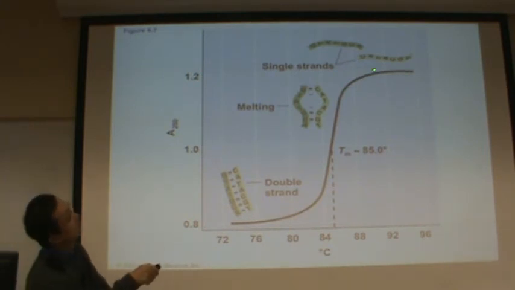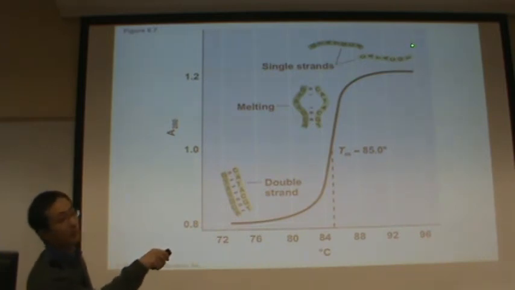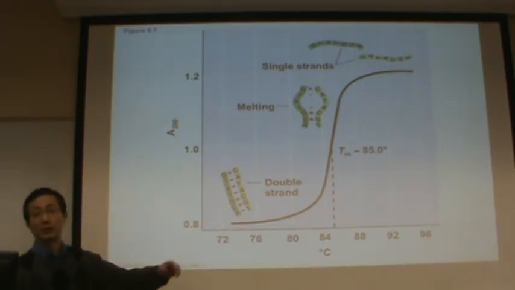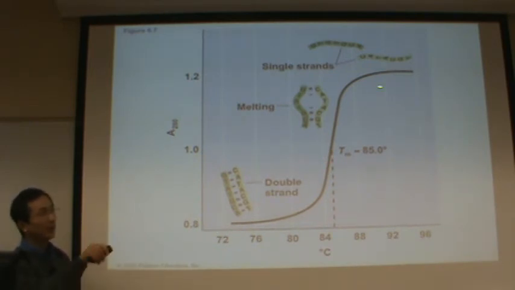But when it has completely become a single strand, then no matter how you heat, it's still going to be a single strand. And this is something we call the sigmoidal shape. In fact, you see this kind of curve a lot.